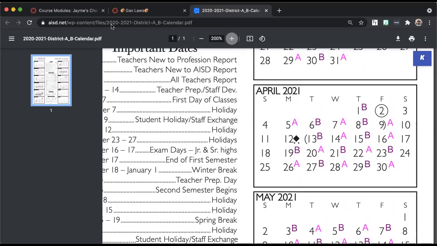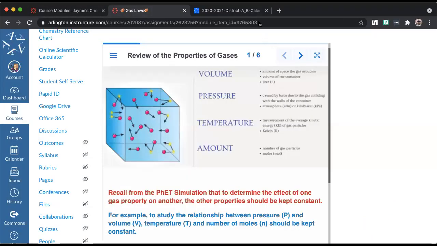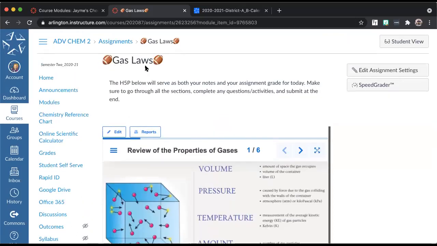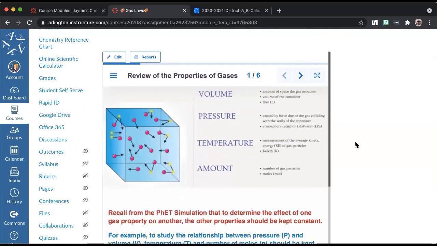Okay. So for today's lesson, we are looking at gas laws. So I'm going to go ahead and navigate over here. Gas laws is your page for today. And really it starts off with a recap of the properties of gases that we were introduced to in the previous lessons. It reviews them for volume, pressure, temperature, and then it also talks about amount.